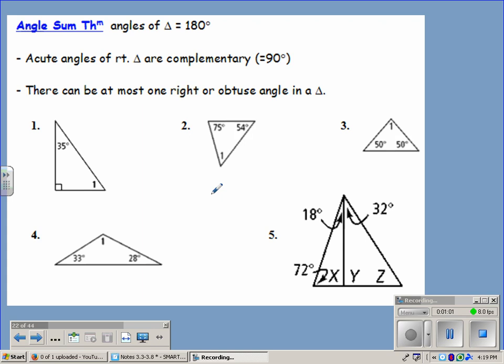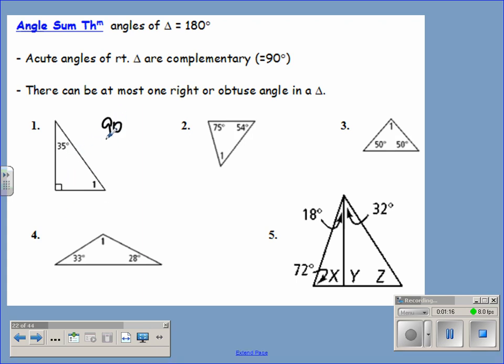So for the angle sum theorem, again, the angles of the triangle make 180 degrees. So if we're looking for angle 1, the easiest way to do this would be to just take this. If this is 90 degrees and this is 35 degrees, you would add them up and then subtract that from 180 to find the missing angle. So therefore this angle must be 55 degrees.